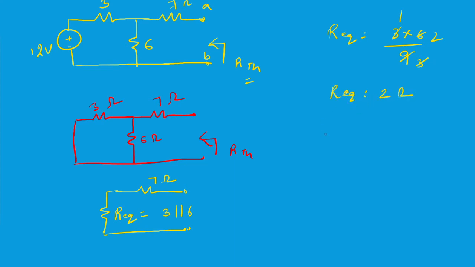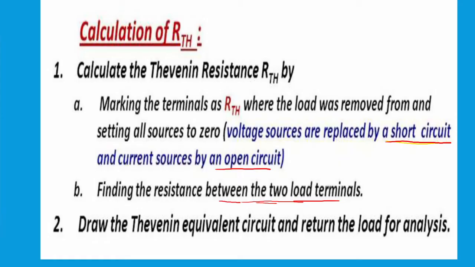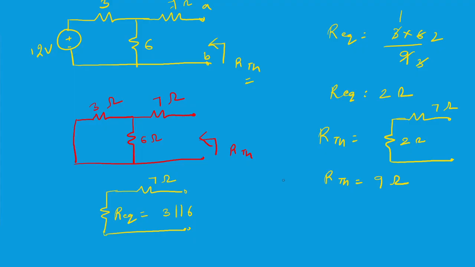Now R Thevenin is nothing but, I'll draw this here so that it will be easy for you, 2 ohms in series with the 7 ohms. When they are in series, we have to add them. So this is going to be 9 ohms. So we got VTH as 8 volts and RTH as 9 ohms.